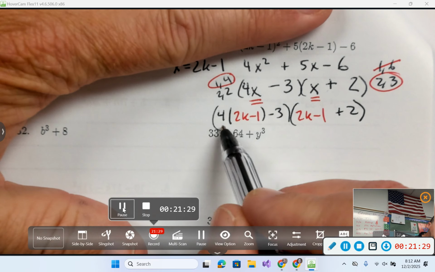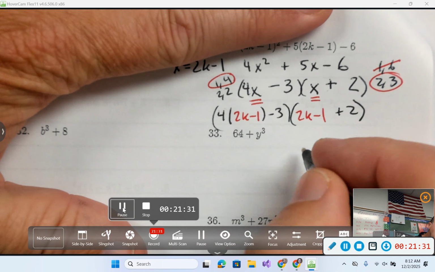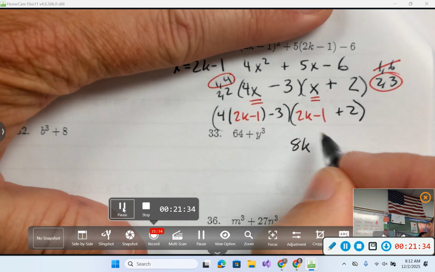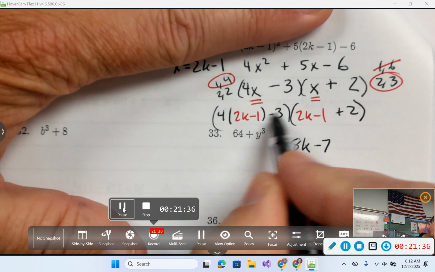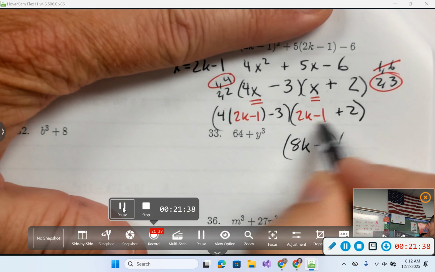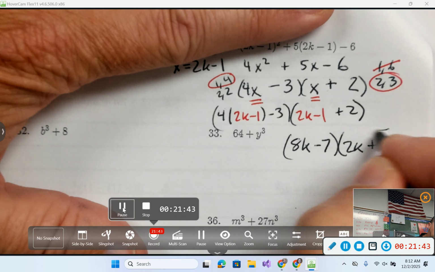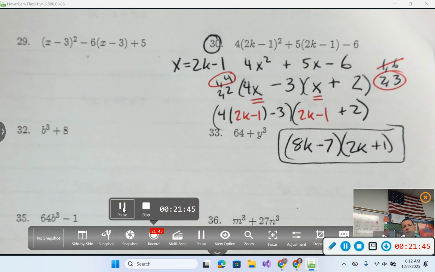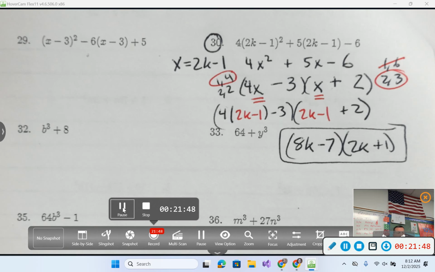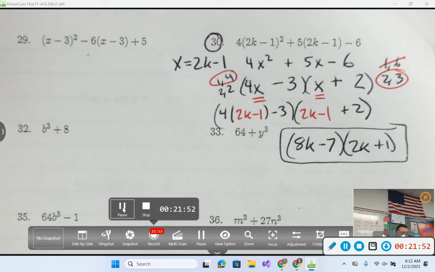Okay, let's clean this up. So if I distribute the 4, that would be 8k minus 7, because negative 4, negative 3. And the second one's even easier, 2k plus 1. And you might see that 29 and 28 and 27 are all pretty similar.